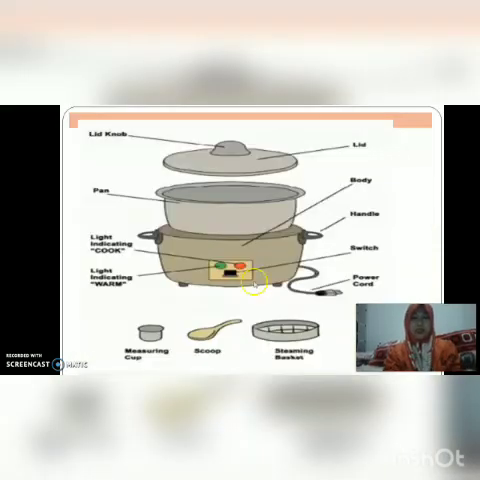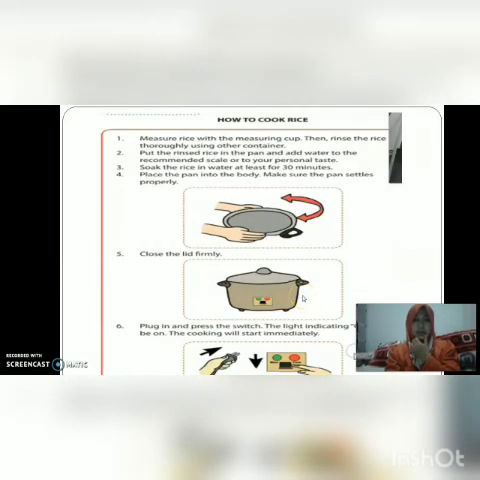Okay. Here is the picture of the rice cooker, right? This is the parts of the rice cooker: lid knob, lid, body, pan, handle, switch, steaming basket, scoop, measuring cup, light indicating warm, and power cord switch. Yeah. Well, how to cook rice? The first one is measure rice with the measuring cup.